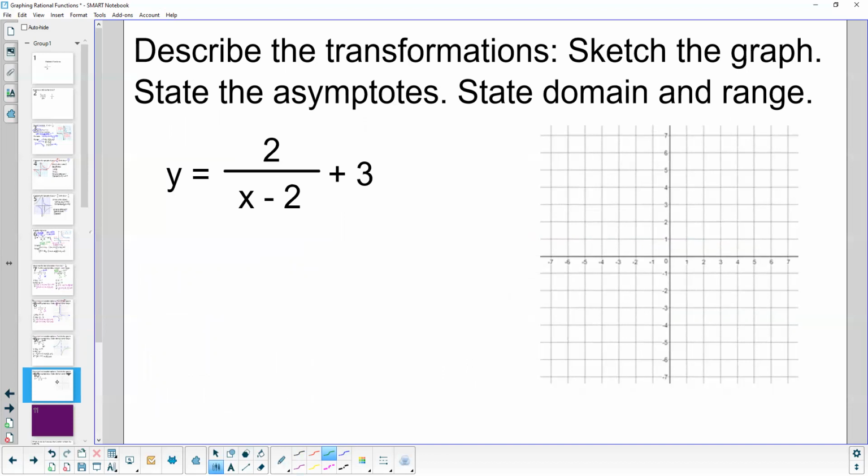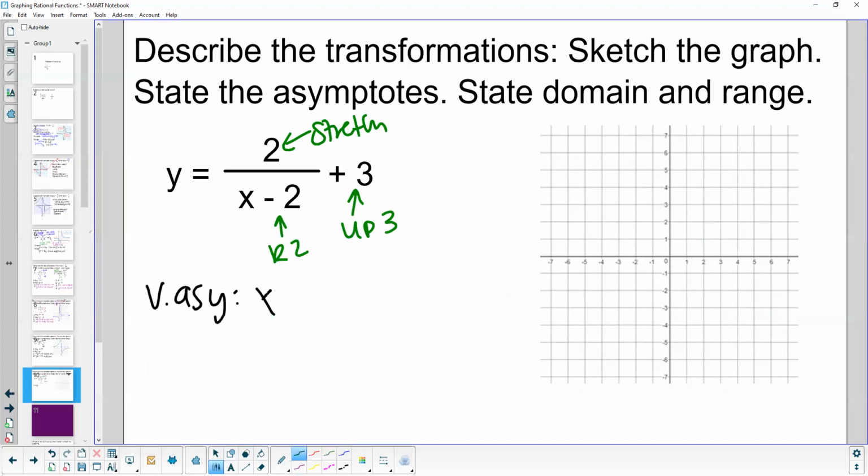So the last thing we're going to look at is the same thing. So how does this one shift? Well, this one stretches. This one moves to the right 2, and it goes up 3. So let's talk about those different pieces there. Our vertical asymptote is going to be at x equals 2. Our horizontal asymptote is going to be at y equals 3. Our domain and our range are those last pieces there.